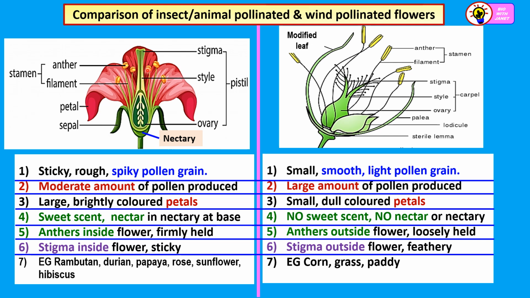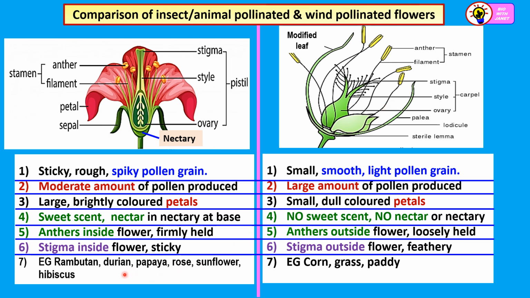Whereas for wind-pollinated flowers, the anthers are outside the flower, loosely held, so that they are exposed to the wind. Then the pollen grains can be easily blown to other places. The stigma is also outside the flower and it's usually feathery, like a net, in order to catch or trap the wind-pollinated pollen grains.